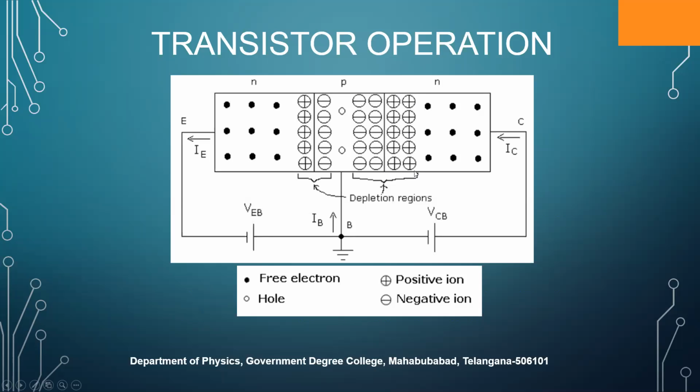And here the depletion region will form. In the depletion region, electron-hole recombination will happen. Because of that, there won't be any electrons or holes. Only negative ions and positive ions will be there on both sides. So this is called the depletion region. Here you can observe that the width of the depletion region is more in reverse bias. Here the depletion region width will be less. Like this we have to give bias to discuss the transistor operation.